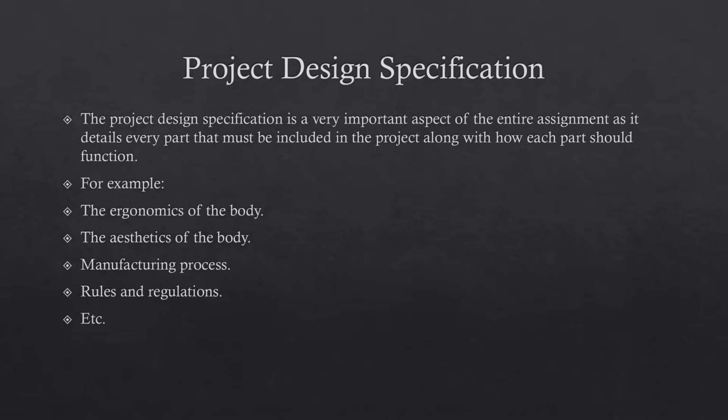Project design specification. The project design specification is a very important aspect of the entire assignment, as it details every part that must be included in the project along with how each part should function. For example, it should include the ergonomics of the body, the aesthetics of the body, manufacturing process, rules and regulations, and many more.